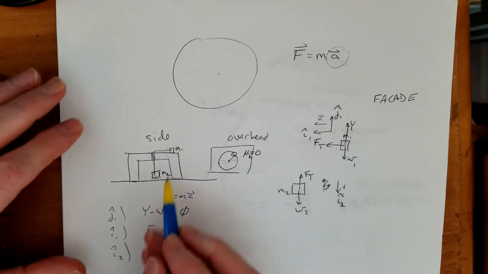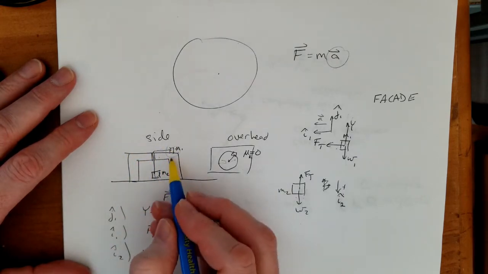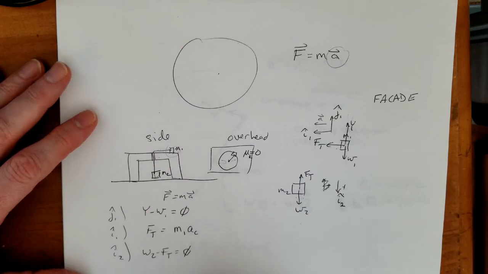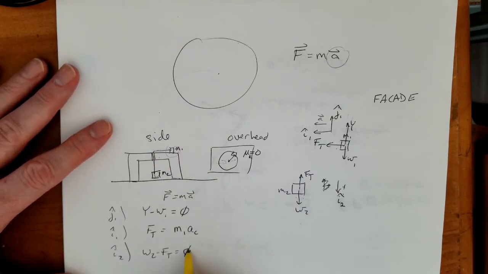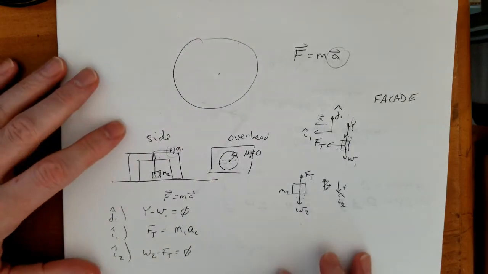I don't know if I stated this before. This thing is traveling around in a circle, and mass 2 is just hanging there. It's providing the tension to allow this thing to travel in a circle. Very similar to the Centripetal Force lab.